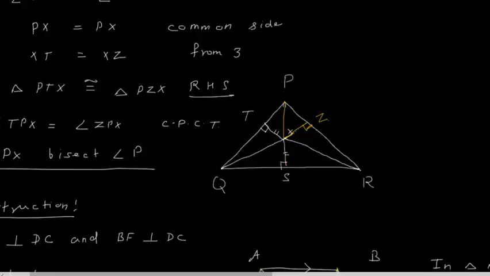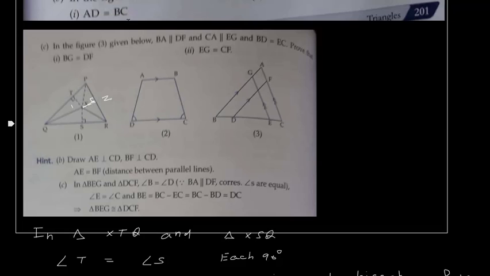Let us see the third part of the problem. Third part is in figure 3. In the figure 3 given below, BA is given parallel to DF, and CA is given parallel to EG. You can see how we denote the parallels. Here we have marked single arrows, so these two sides are parallel, and here we have used double arrows to show that they are parallel.